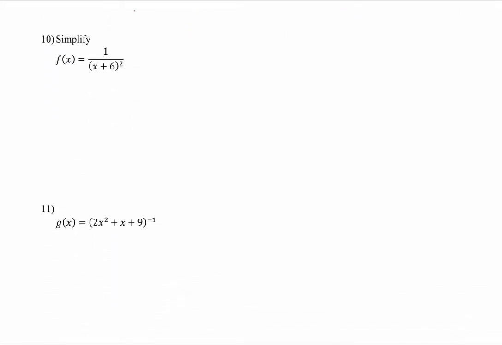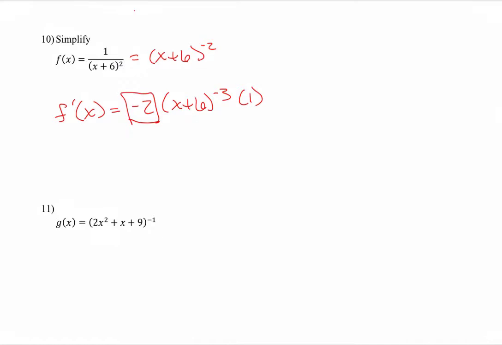So number 10. So this, I have to rewrite as x plus 6 to the negative 2. So then f prime of x equals negative 2 times x plus 6 to the negative 3 times 1, because 1 is the derivative of x plus 6. Then I multiply this times this, and I have to move the middle term back to the denominator because it started in the denominator. So I get negative 2 over x plus 6 cubed. And so that is my final answer.